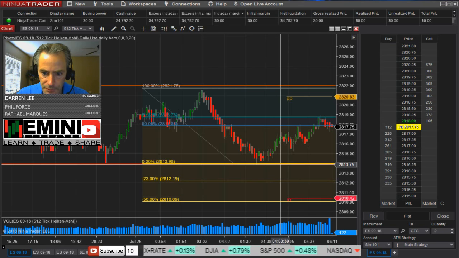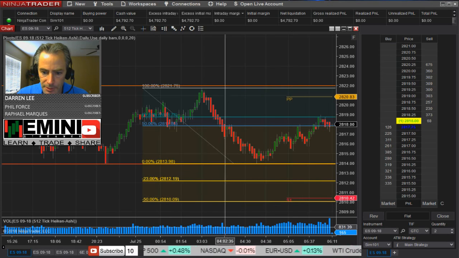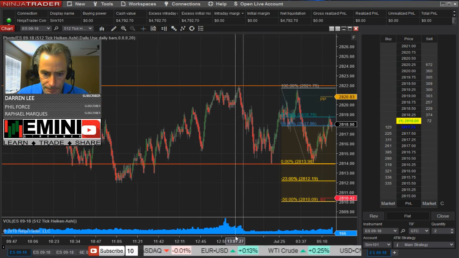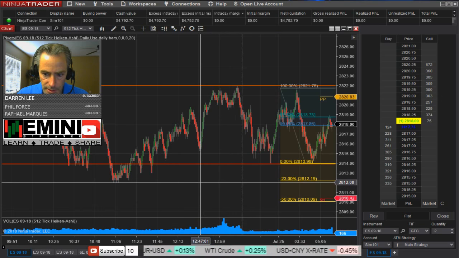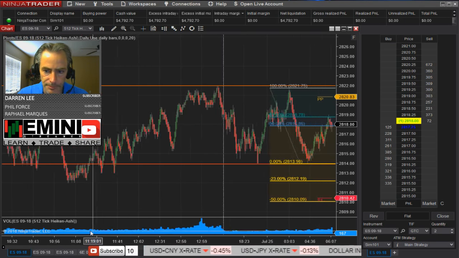So it looks like the first support level is obviously going to be that overnight low, and then we got one down at 28.10 and another at 28.12. So there is some support down there.